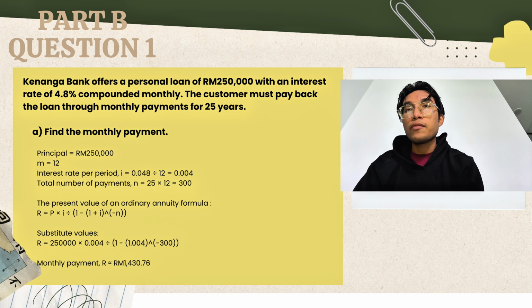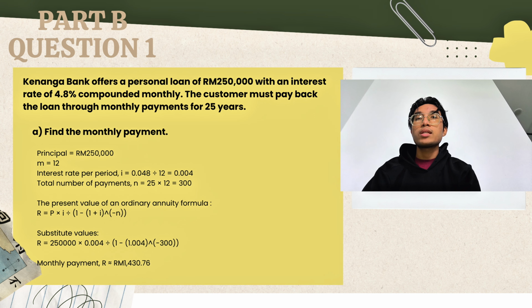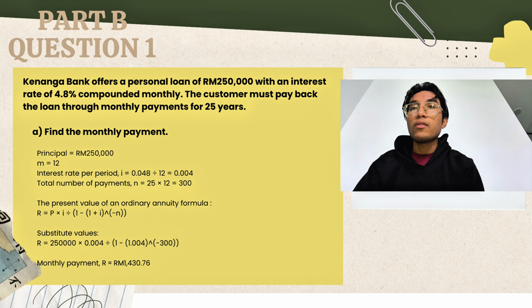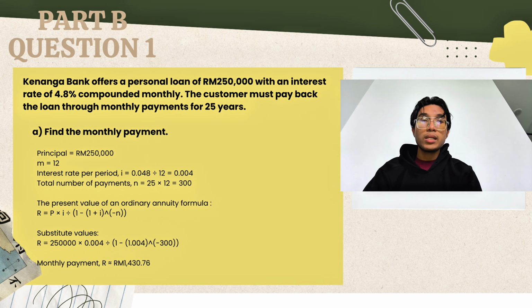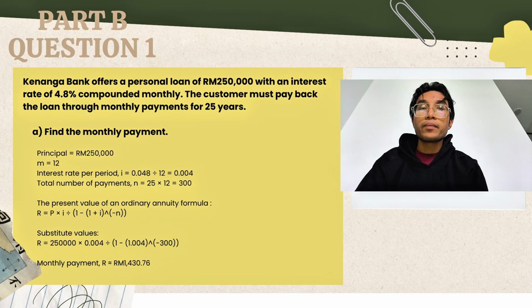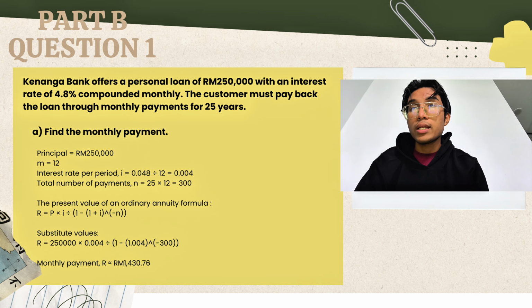I will discuss my question, which is part B, question number 1. Kenanga Bank offered a personal loan of 250,000 ringgit with an interest rate of 4.8% compounded monthly. The customer must pay back the loan through monthly payments for 25 years. The question is to find the monthly payment. The principal is 250,000 ringgit.